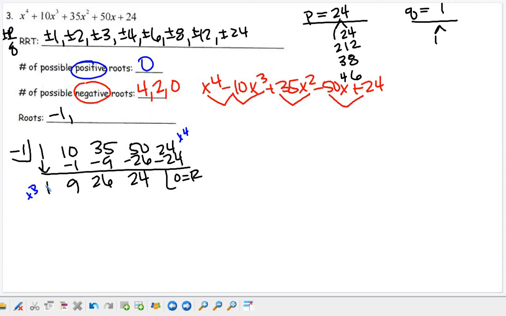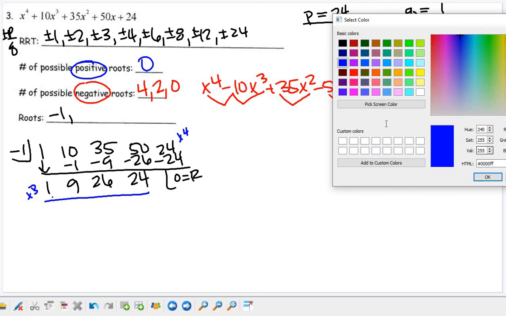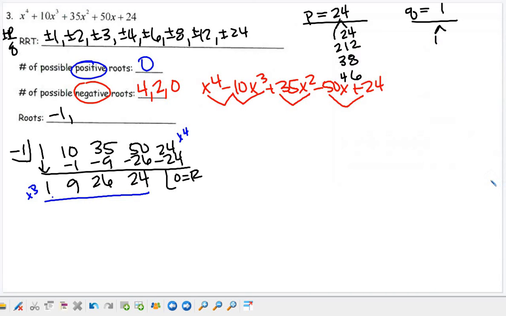Okay, so that means I need to do synthetic division again, but I don't want to do it on the original problem because that's only going to get me another third degree. So I want to do it on the quotient so that I can drop it down to a second degree polynomial, so that I can then use quadratic formula or factoring. So I'm going to do synthetic division on this third degree polynomial.